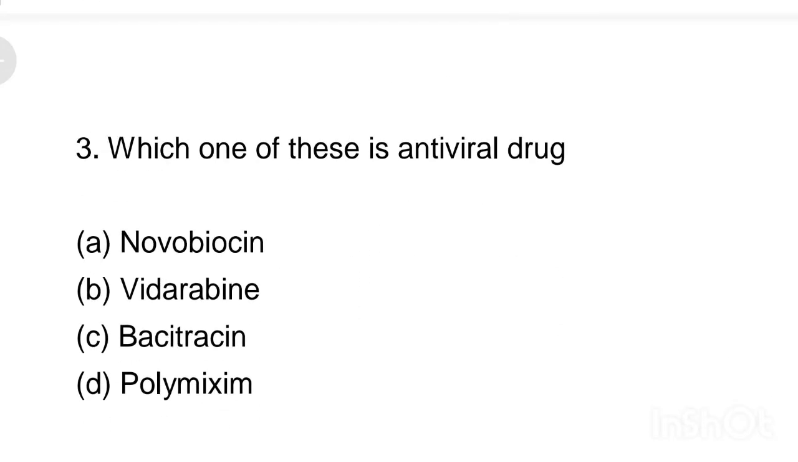Which one of these is an antiviral drug? Option A, novobiocin; option B, vidarabine; option C, bacitracin; option D, polymyxin. Right answer is option B.